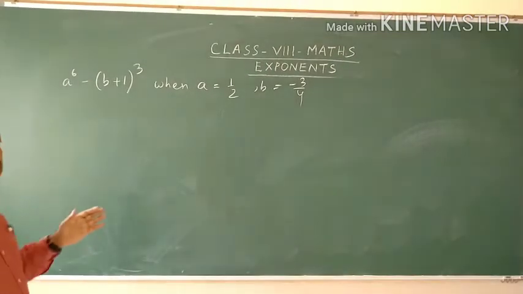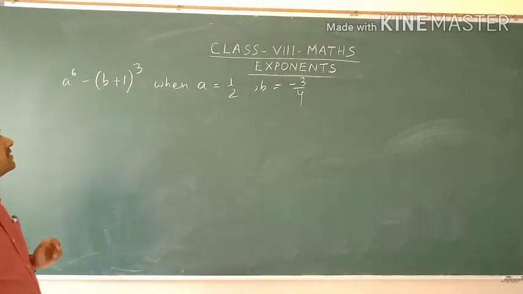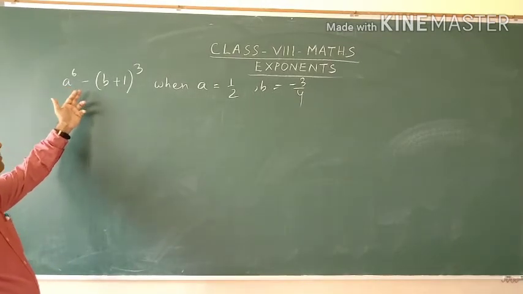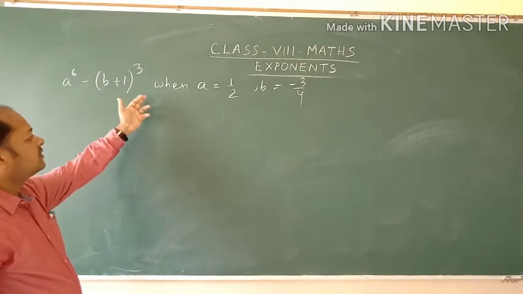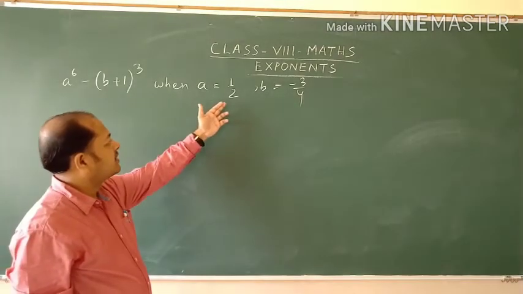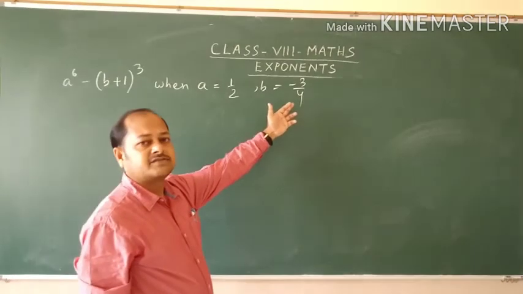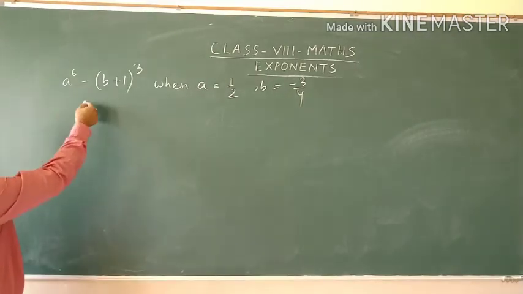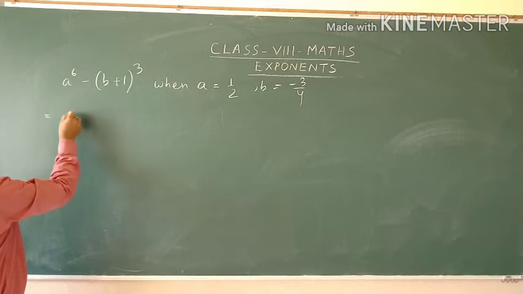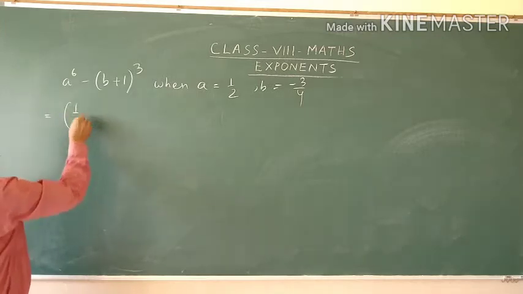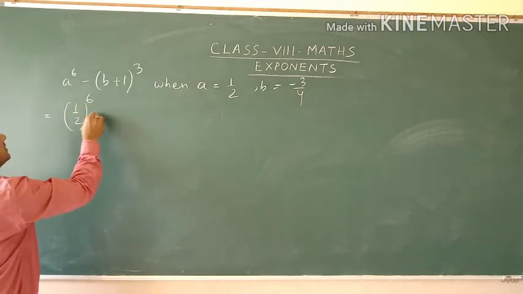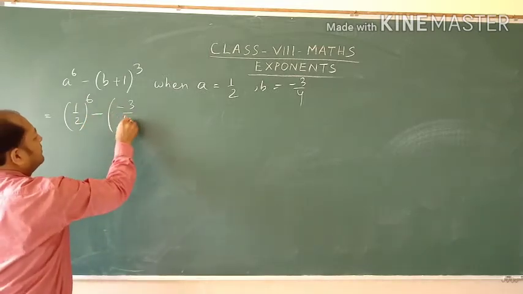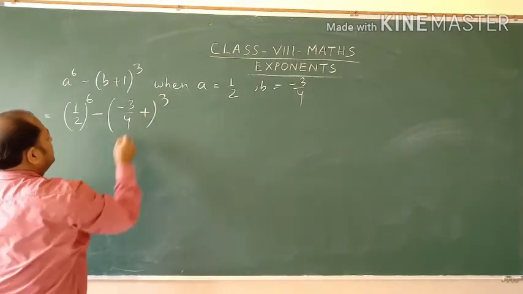Okay, let's solve one question on this exponent chapter. The question is given: simplify a to the power 6 minus b plus 1 to the power 3, when the value of a is given as 1 upon 2 and the value of b is given as minus 3 upon 4. So let's solve it. Put the values of a and b in this equation. So here a is 1 upon 2 to the power 6 minus b, which is minus 3 upon 4, plus 1 to the power 3.